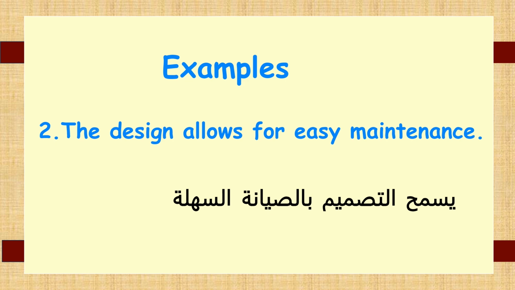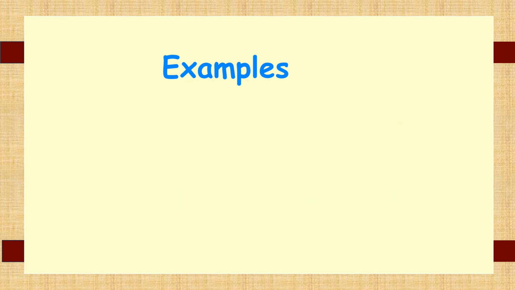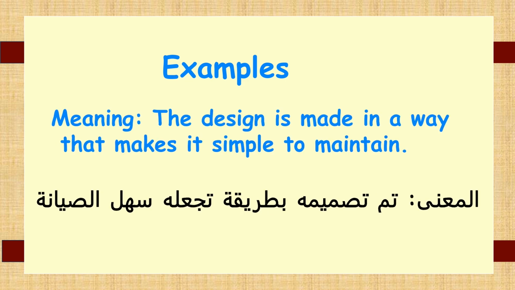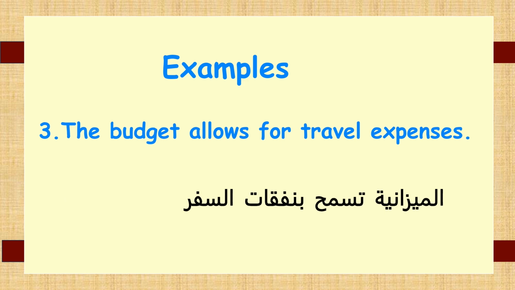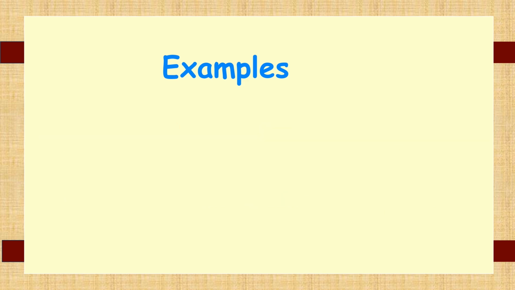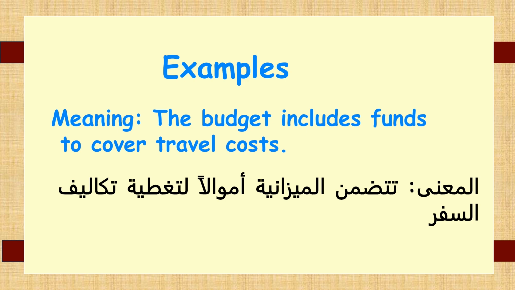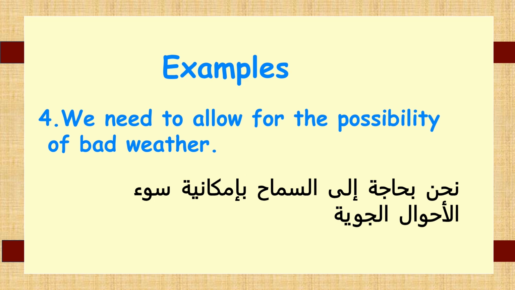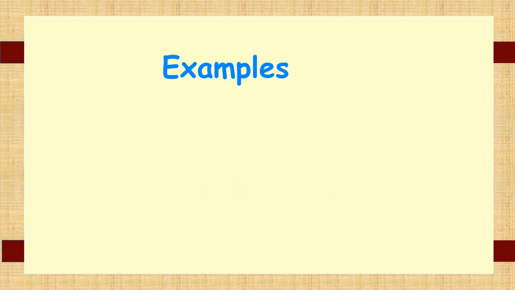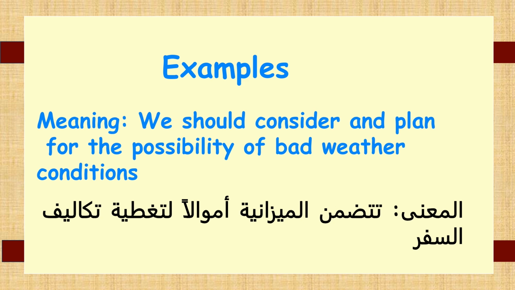2. The design allows for easy maintenance. Meaning, the design is made in a way that makes it simple to maintain. 3. The budget allows for travel expenses. Meaning, the budget includes funds to cover travel costs. 4. We need to allow for the possibility of bad weather. Meaning, we should consider and plan for the possibility of bad weather conditions.